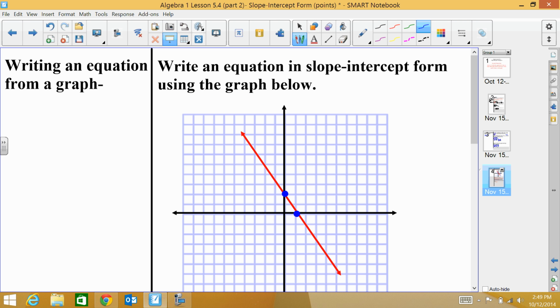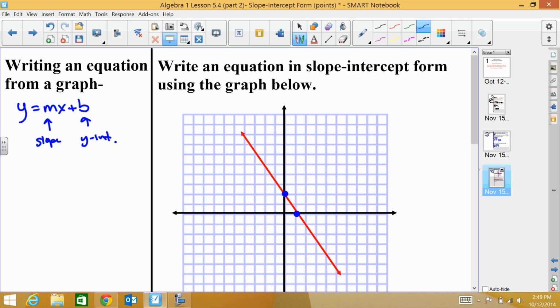This is writing an equation from a graph. So we just have this graph. That's all the information we have, and they want us to write an equation in slope-intercept form for this line. So when I have the equation y equals mx plus b, I have to find my m, which is my slope, and I have to find my b, which is my y-intercept.